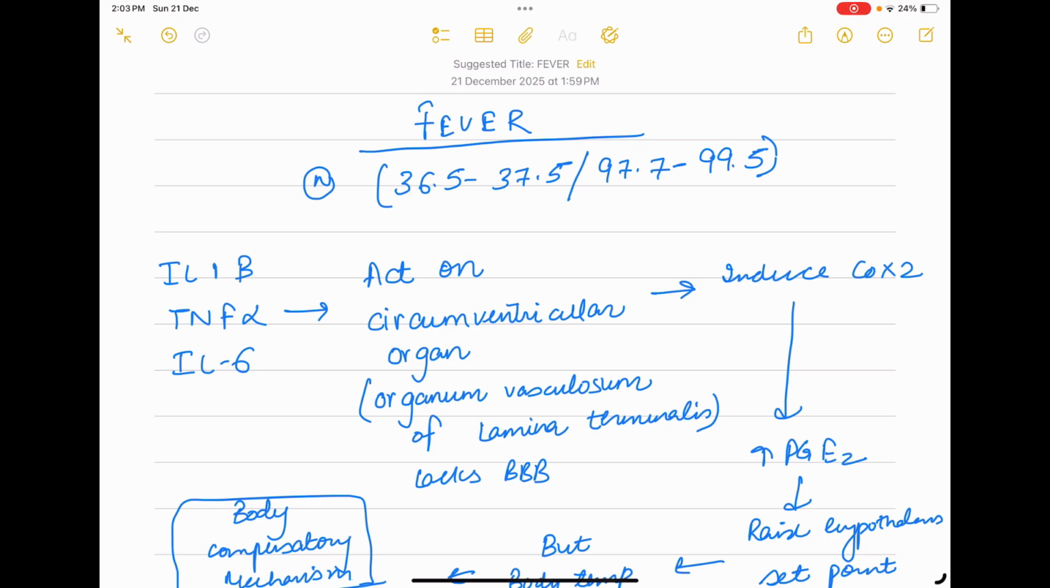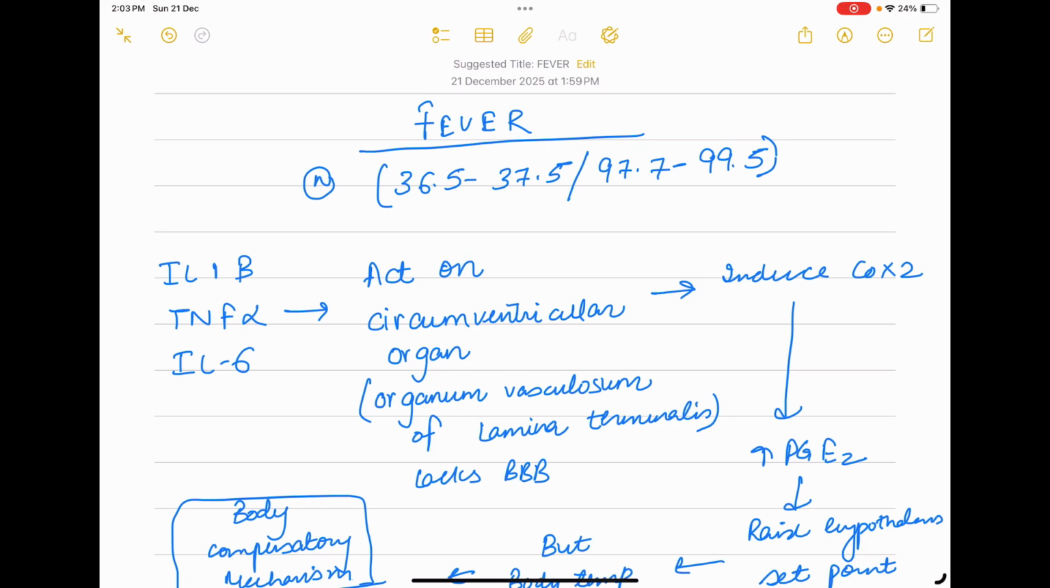So let's begin. Fever. The normal temperature range which Harrison has got is 36.5 to 37.5 degrees Celsius or 97.7 to 99.5 degrees Fahrenheit. Whenever we have fever, maybe due to bacterial infection, viral infection, fungal infection, these are exogenous pathogens which will lead to release of cytokines. Three cytokines we have: interleukin 1 beta, TNF alpha, and interleukin 6. These are called endogenous pathogens. So these will go to the circumventricular organ, that is the organum vasculosum of lamina terminalis, which lacks the blood-brain barrier.